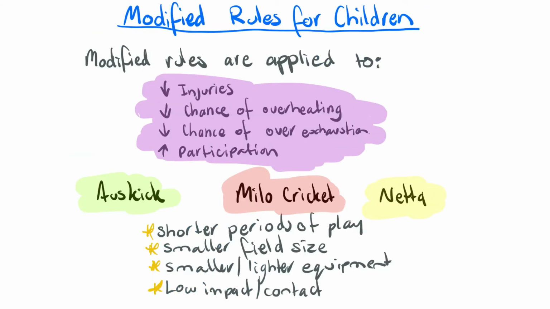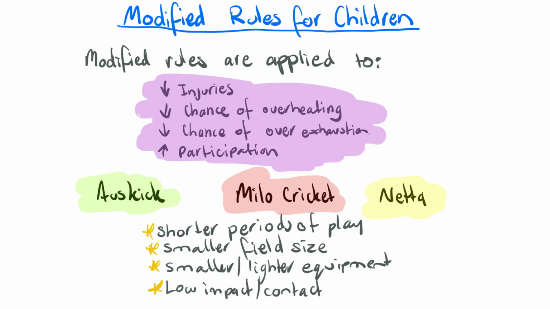So the next concept we have a look at is modified rules for children. Obviously, if we were to put an under-8s AFL team on a full-size field, and they would use full-size balls and full-size goals, etc. Obviously, one, it probably wouldn't be a lot of fun for the kids, but also there would be a greater chance of injury.